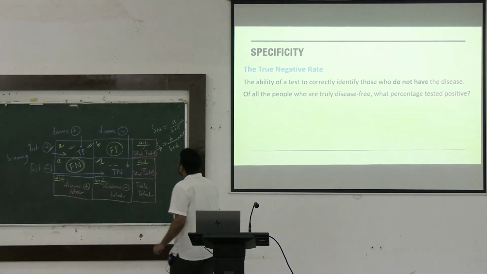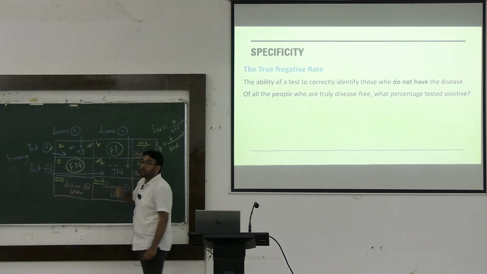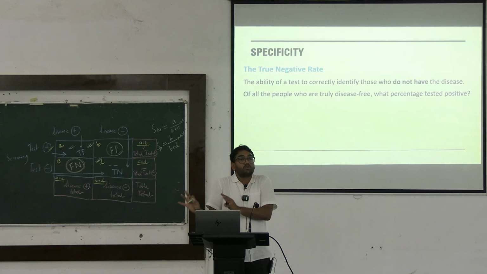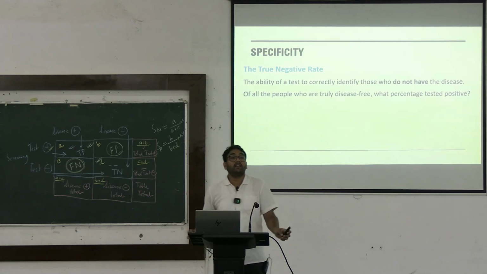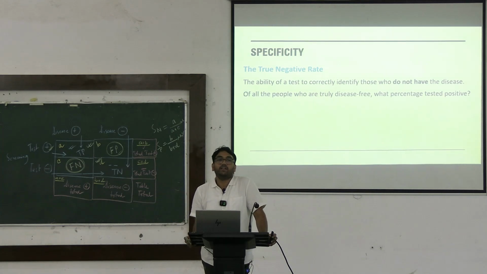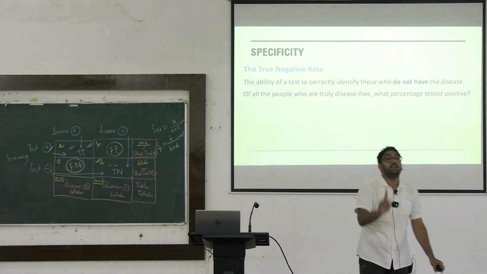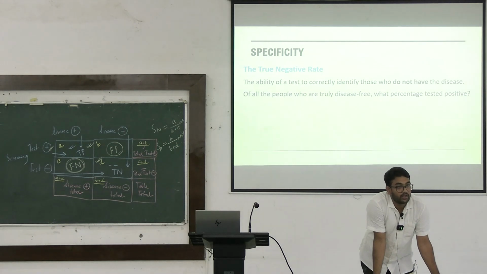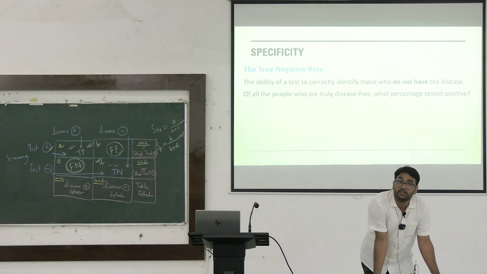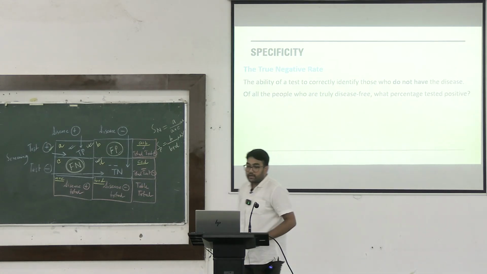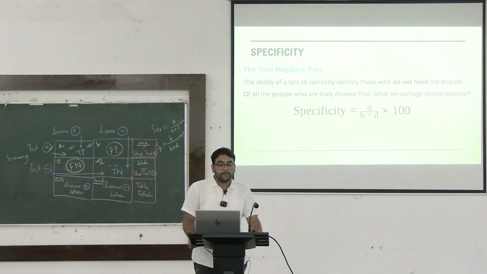So our objective here is to minimize this, that those who do not have the disease should not by any chance be labeled as having the disease by the test. So when the test says that you do not have the disease, that means you do not have the disease. You cannot have the disease if the test says that you do not have the disease, isn't it? So as we have already discussed, it represents B by B plus D into 100, isn't it?